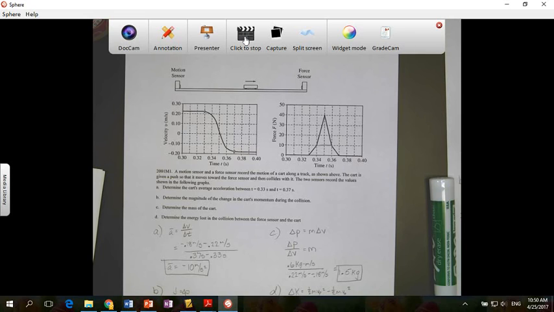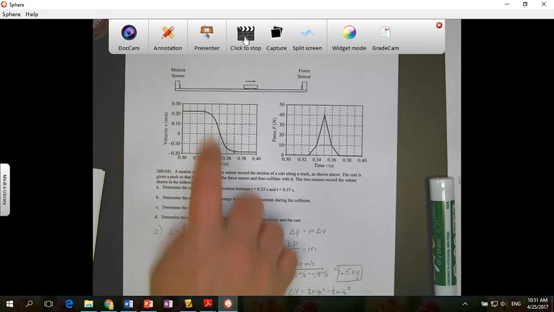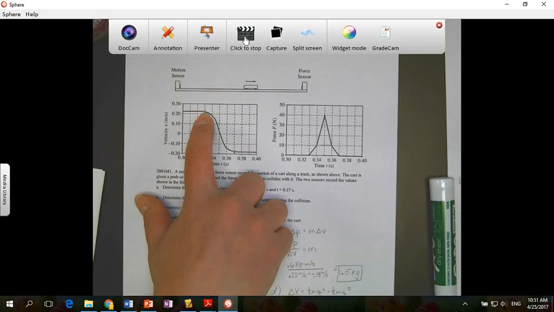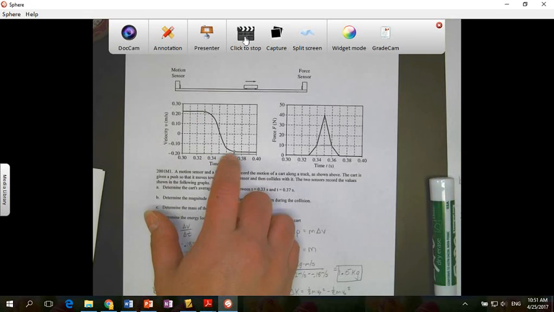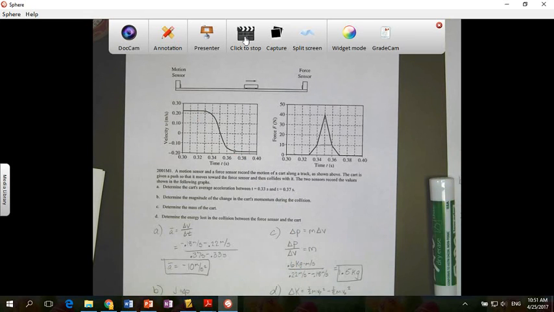Part A is asking you for the average acceleration, and you're using graphs here. So I took the points at time equals 0.33 and time equals 0.37. And since it's asking for average acceleration, I can just use the kinematics equation, delta V over delta T. You can see I plugged in my values. You did have to have the negative sign for your acceleration to get full credit.